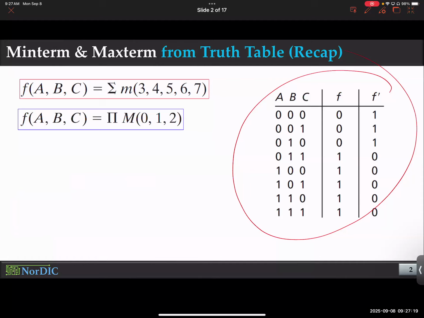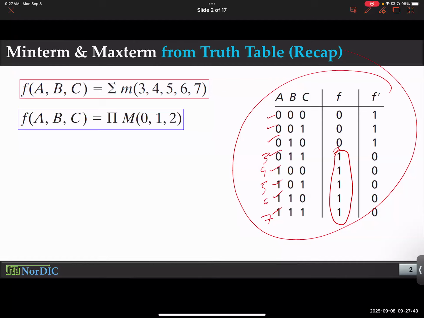For min term, what should you look at? Just the ones. So these are the ones, okay? And which positions are these ones in? Let's see, 0, 1, 2, 3, 4, 5, 6, 7. So 3, 4, 5, 6, 7. These are the positions where you have ones at the output, all right?